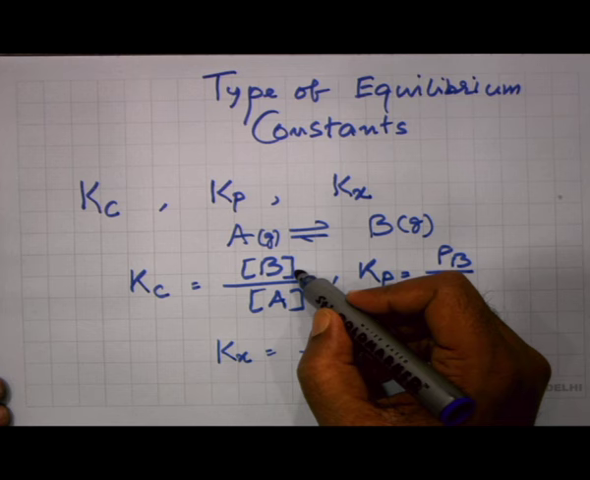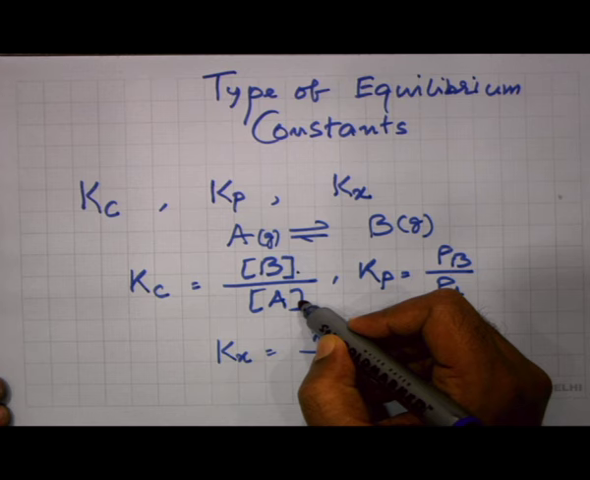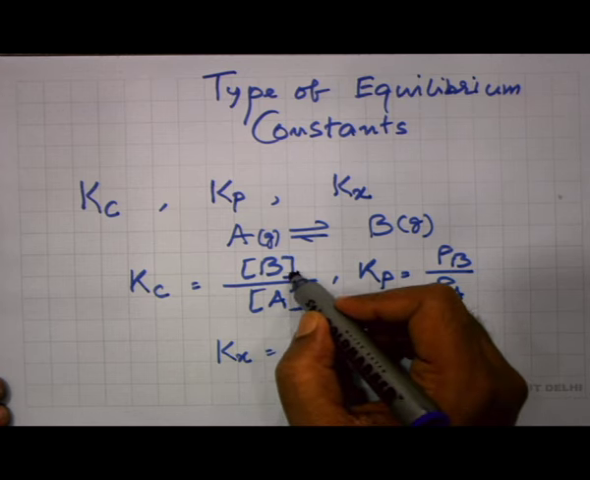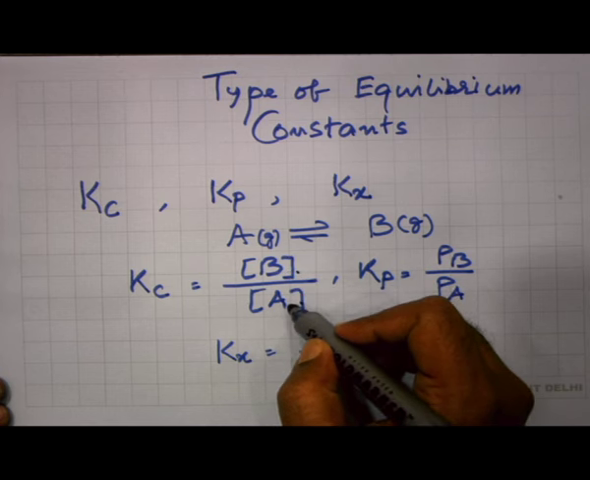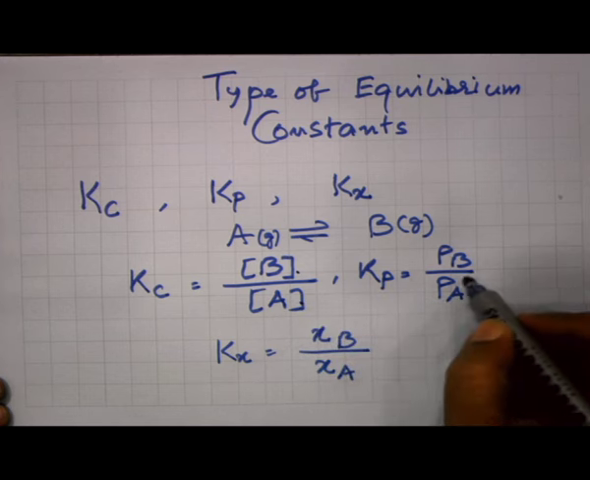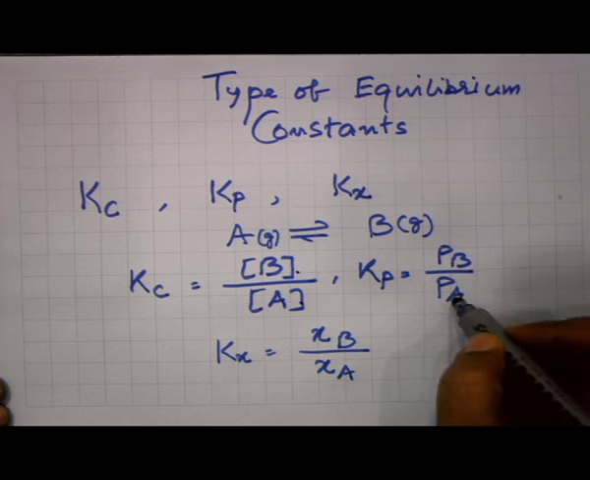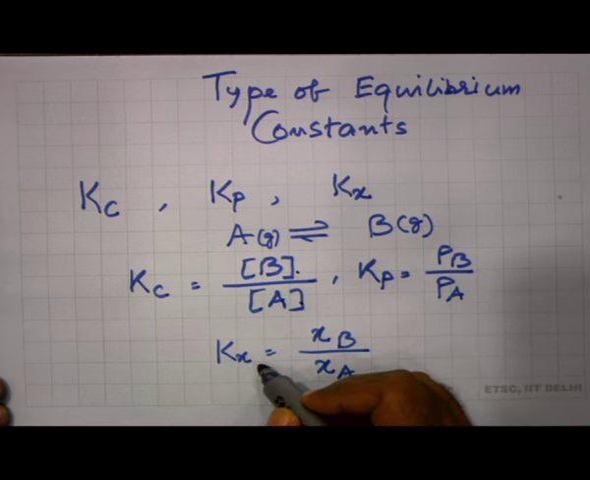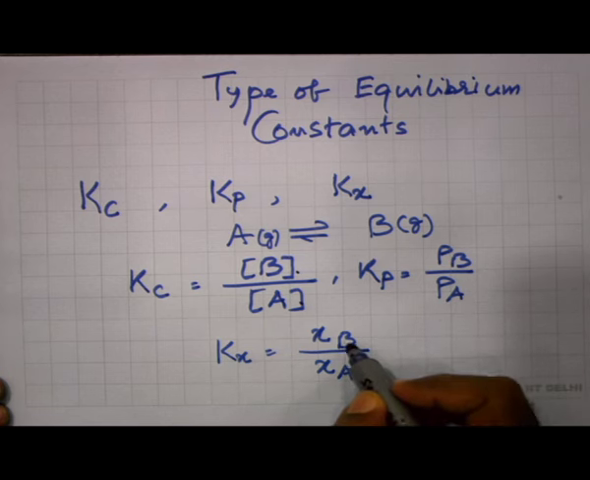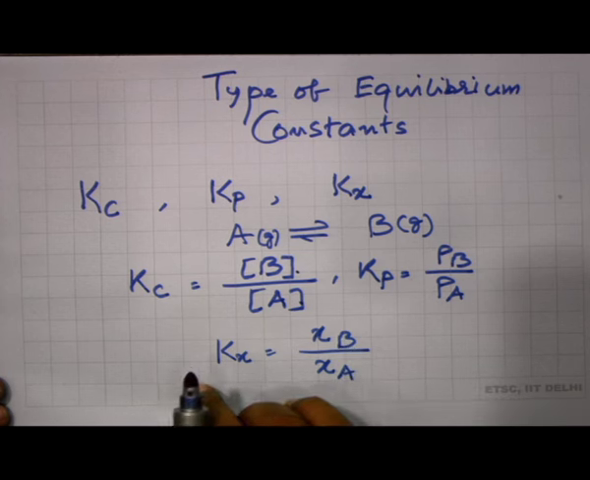Here I am talking about the equilibrium concentration of B and equilibrium concentration of A. So, Kc is the ratio of equilibrium concentration of B divided by equilibrium concentration of A. Similarly, Kp is the equilibrium pressure of B divided by equilibrium pressure of A, and similarly Kx is the equilibrium mole fraction of B divided by equilibrium mole fraction of A.